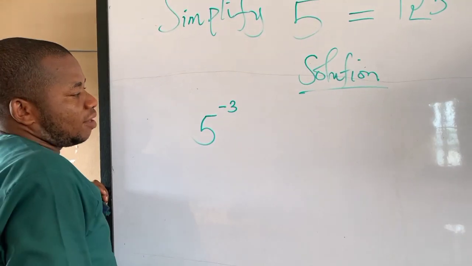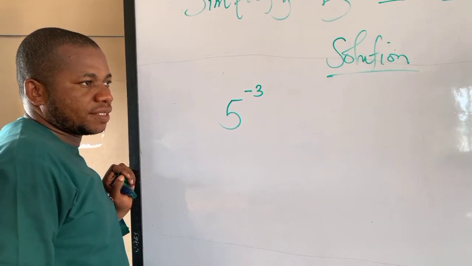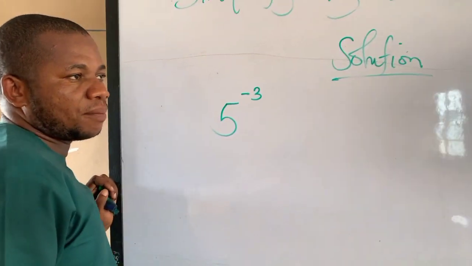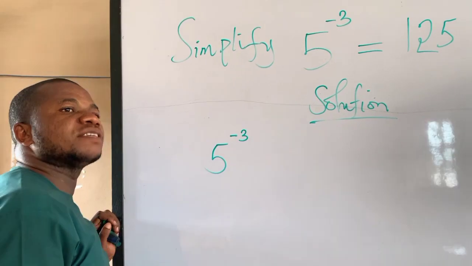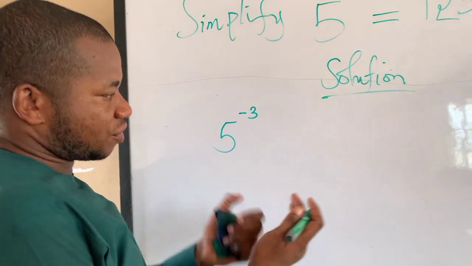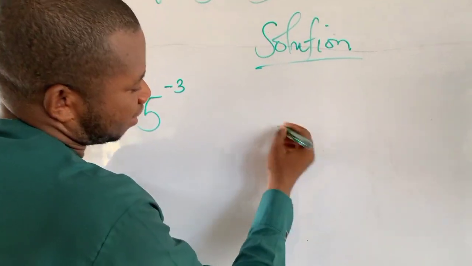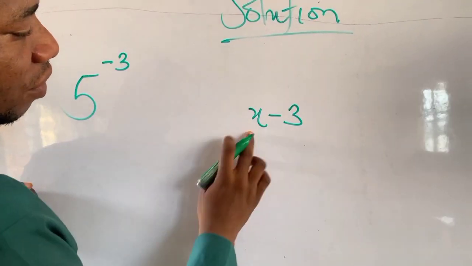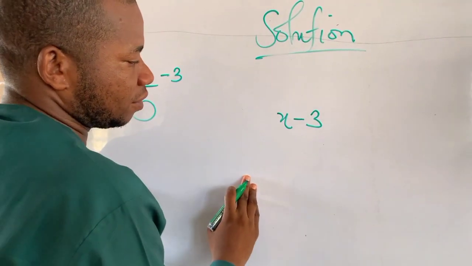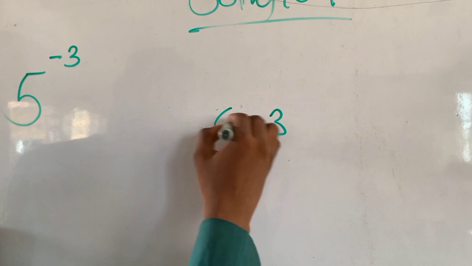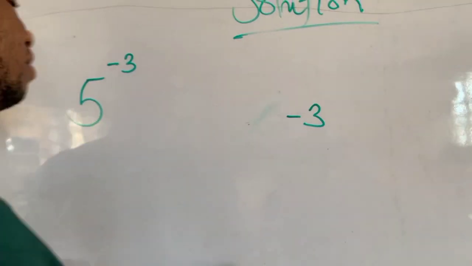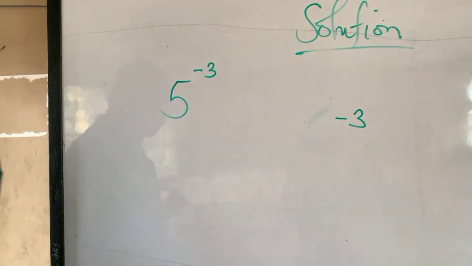For some students they call it 5 raised to the power minus 3. In the actual sense it's not minus 3, this is negative 3. When a number stands on its own and has a negative sign on it, it is called negative of that number. But when it is attached to something, let's just say x minus 3, this is where you can call it minus 3, meaning x minus 3, because it's attached to something. Or when you have, let's say, 6 minus 3. But when it is standing on its own, it's called negative 3. Okay, so that is just that.